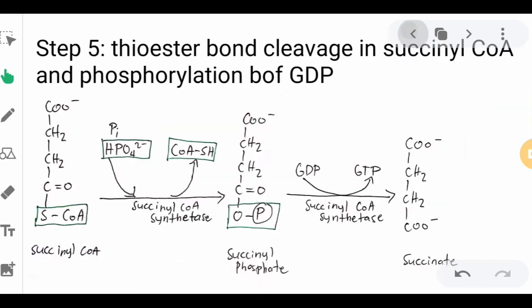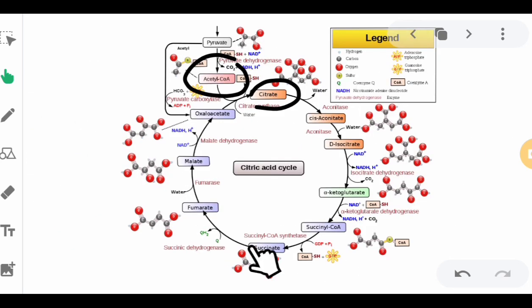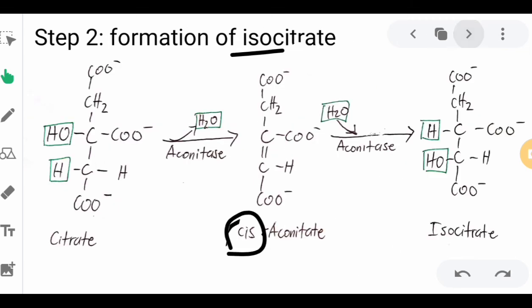So, as you look back here at the cyclic diagram of the citric acid cycle, you have here the products, the isocitrate, the alpha-ketoglutarate, the succinyl-CoA, the succinate. You have here the fumarate, the malate, and the oxaloacetate. So, this is a cyclic process. And then, what else?